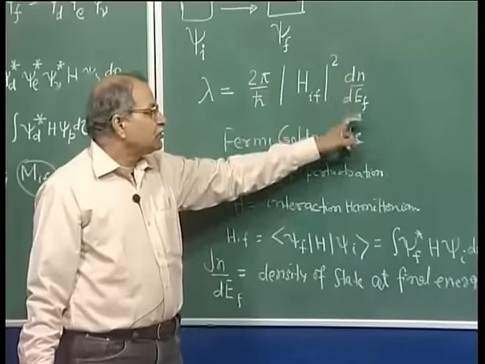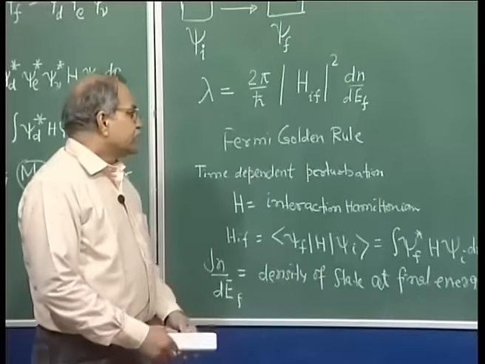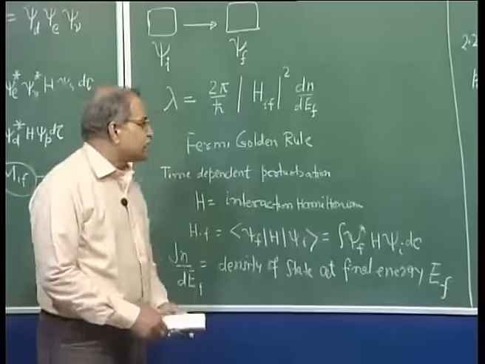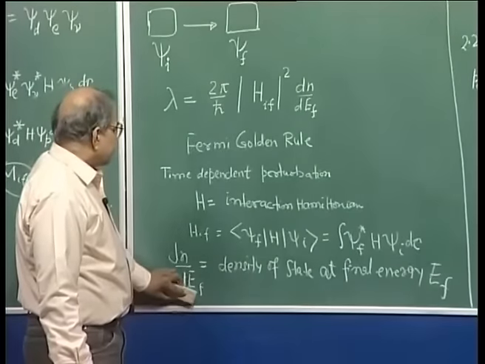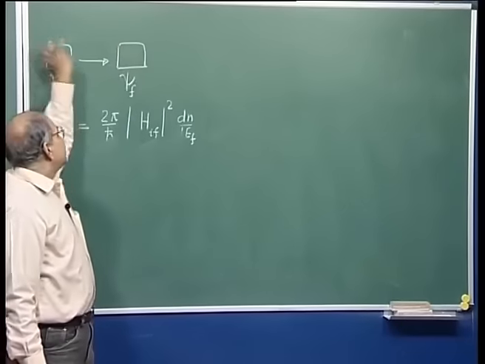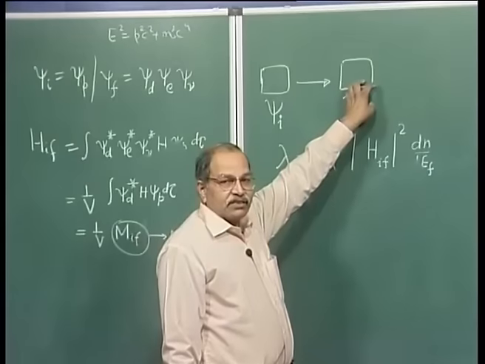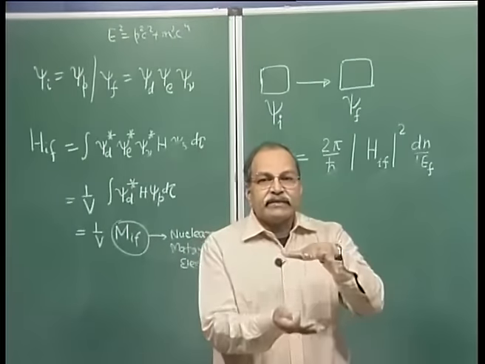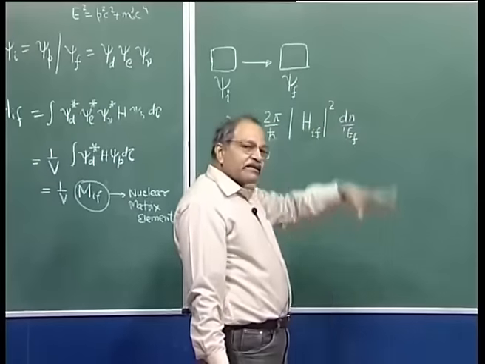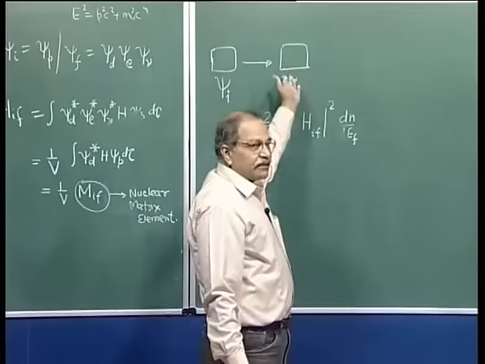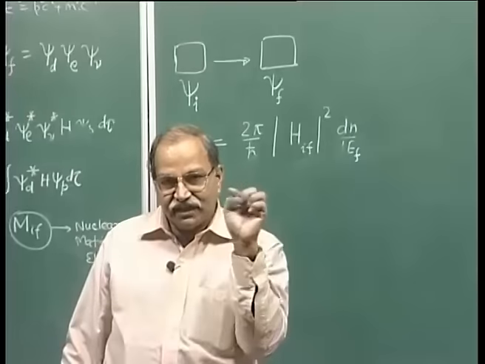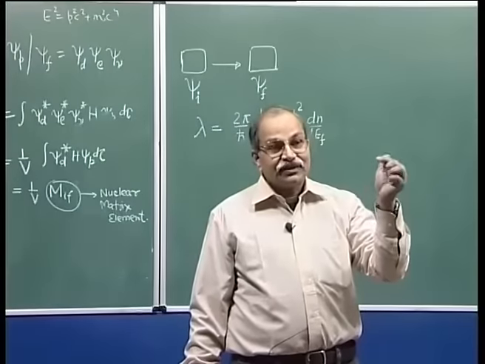So, ultimately it comes out to this dN dF. Let me talk about this dN dF. What is dN dF? It is the density of states at final energy EF. What does that mean? The final state, to which you are looking for the transition from the initial state, has some energy E f. But then there are other energy levels available around that. The system will occupy some energy level, but other levels are available, and it is occupying this one. So, how much is the density? That means, in an interval of say dE around that E f, how many quantum states are there? That is dn. So, dn by dE f.